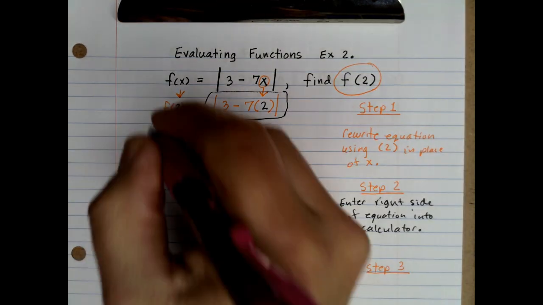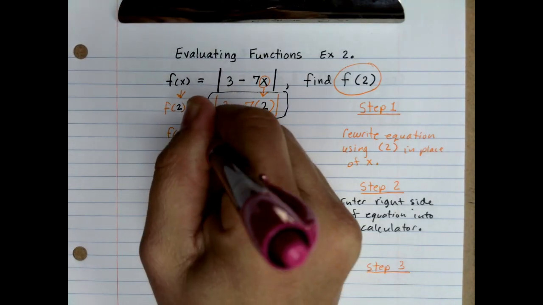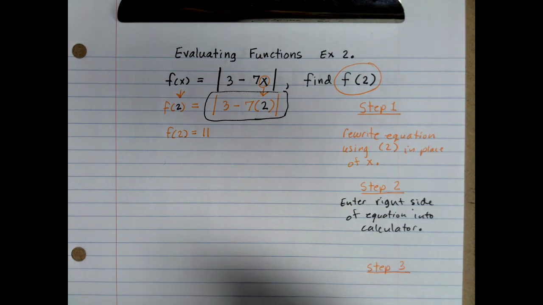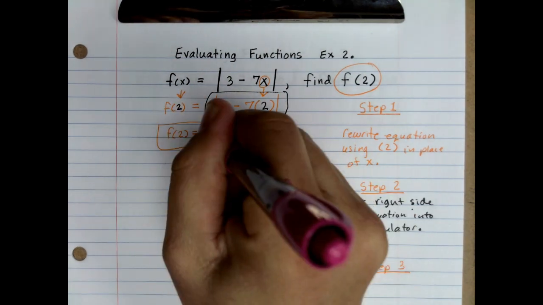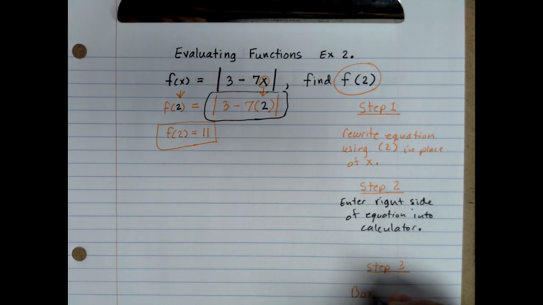So I'm going to write that down. f of 2 is equal to 11. And then I'm going to box my answer. So for step 3, remember, always box your answer.